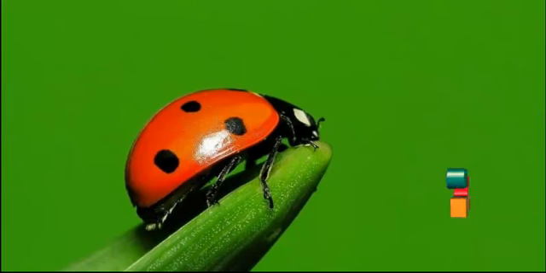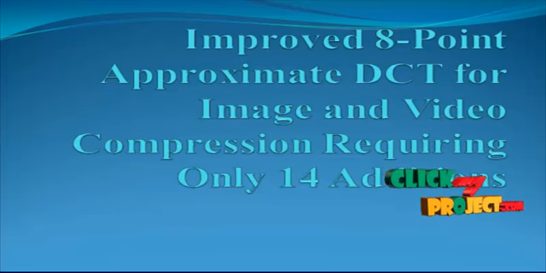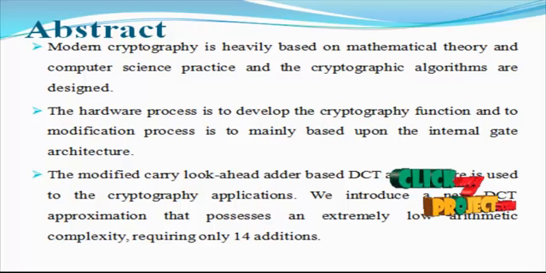Welcome to clickmyproject.com. Next, we discuss the project: an improved 8-point approximate DCT for image and video compression requiring only 14 additions. Next, we see the abstract for the project.